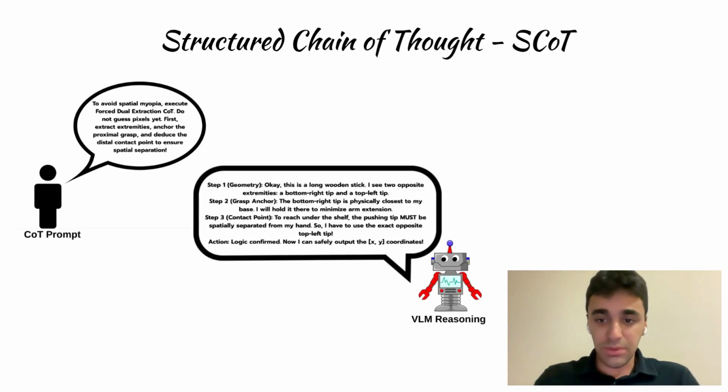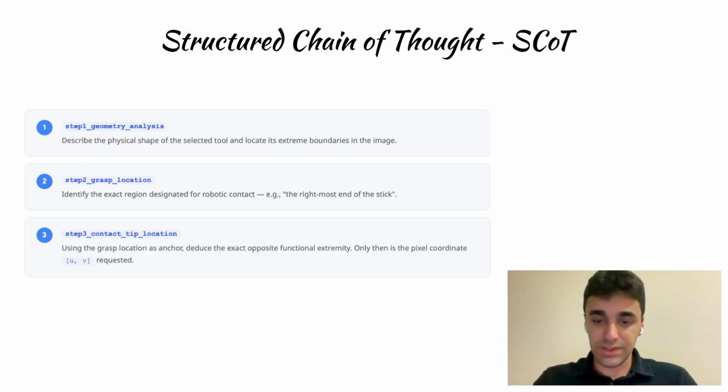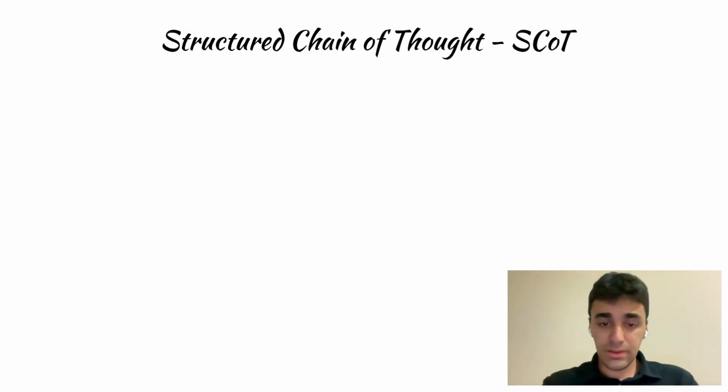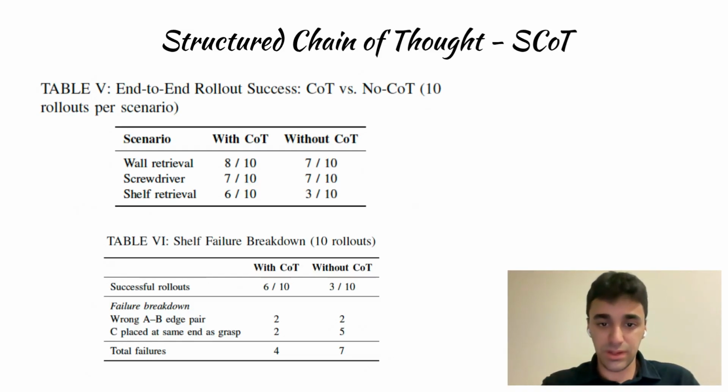To make this more reliable, we use structured chain of thought prompting instead of directly asking the VLM for coordinates. We first ask it to reason about selected tool geometry, then the grasp location, and finally the opposite functional contact point. Only after this reasoning does the model output the final pixel coordinates. This reduces the tendency of the VLM to place key points near the center of the object or at non-functional regions. This was especially important in the shelf scenario.